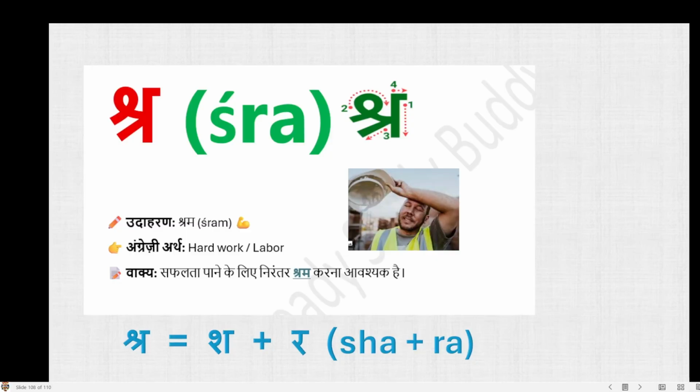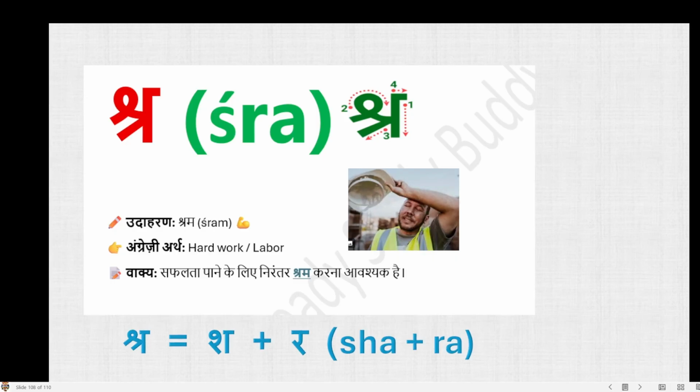The next and the last letter is shra. The shra is derived by adding the letters sh plus r. The soft sh blends with the rolling r to form the sound shra. The sound of shra is pronounced as shra like the shra in the word shram. Let us see an example. Shram, meaning hard work or labor in English. Hard work helps us achieve success and reach our goals. Now, let's read the sentence. सफलता पाने के लिए निरंतर श्रम करना आवश्यक है. Meaning, to achieve success, continuous hard work is necessary.